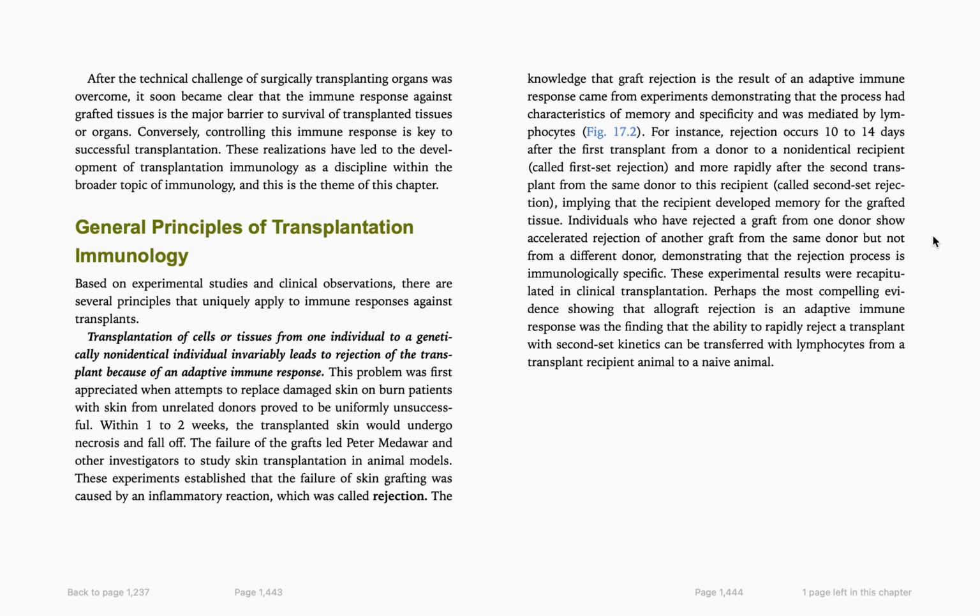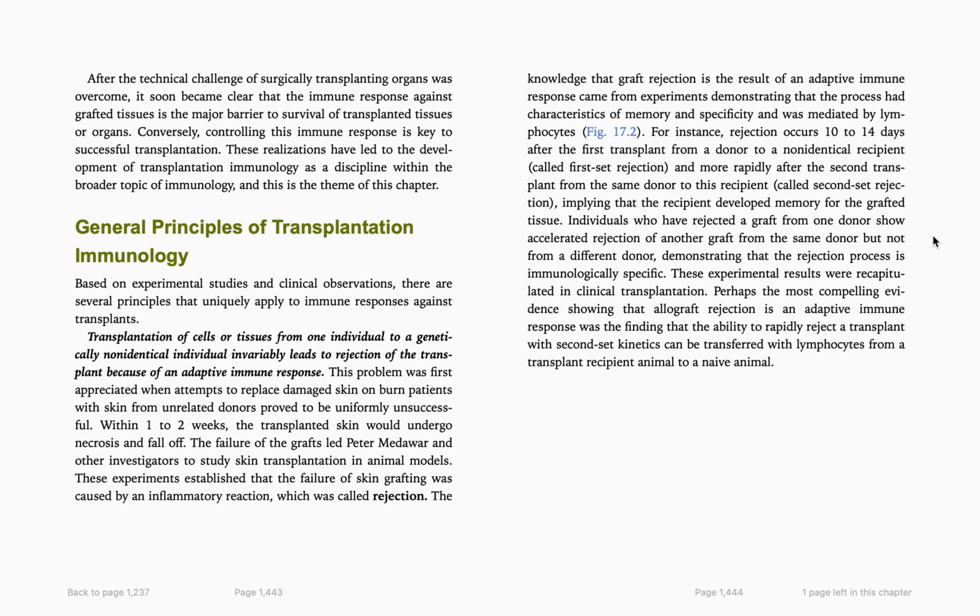General principles of transplantation immunology. Based on experimental studies and clinical observation, there are several principles that uniquely apply to immune responses against transplants. Transplantation of cells or tissue from one individual to a genetically non-identical individual invariably leads to rejection of the transplant because of an adaptive immune response. This problem was first appreciated when an attempt to replace damaged skin on burn patients with skin from an unrelated donor proved to be uniformly unsuccessful. Within 1 to 2 weeks, the transplanted skin would undergo necrosis and fall off.